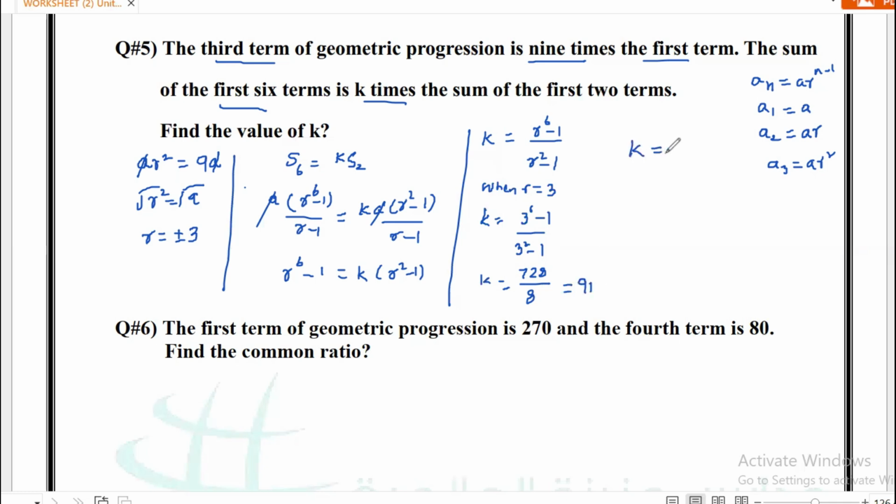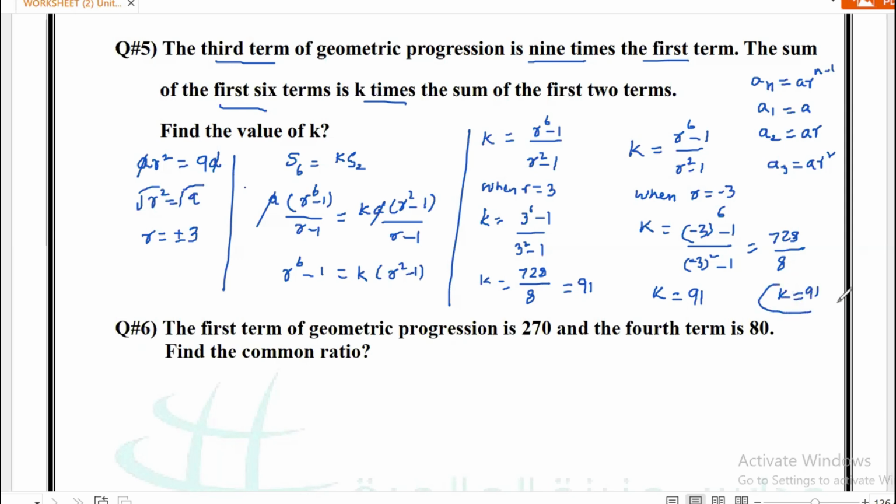And with the same formula, k is equal to (r power 6 minus 1) over (r square minus 1) when the value of r is minus 3. So the value of k will be ((minus 3) whole power 6 minus 1) over ((minus 3) whole square minus 1), which is 728 over, minus 3 square gives us 9, 9 minus 1, 8 again, so divide by 8. So both ways we are getting the value of k equal to 91. So hence the value of k is 91, whether r is plus 3 or minus 3. I hope it is clear.